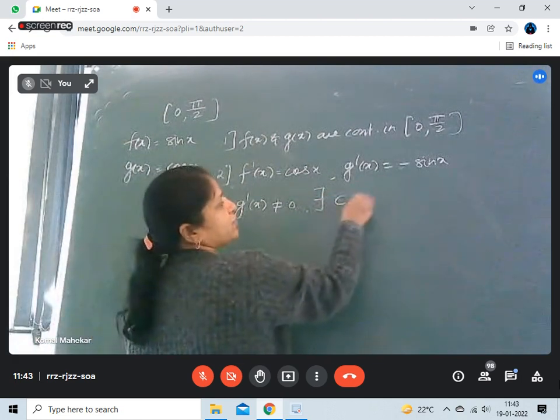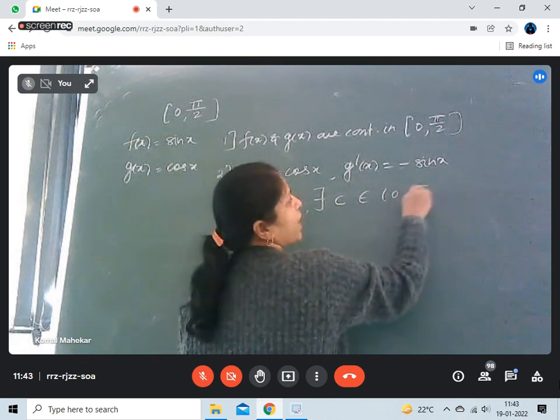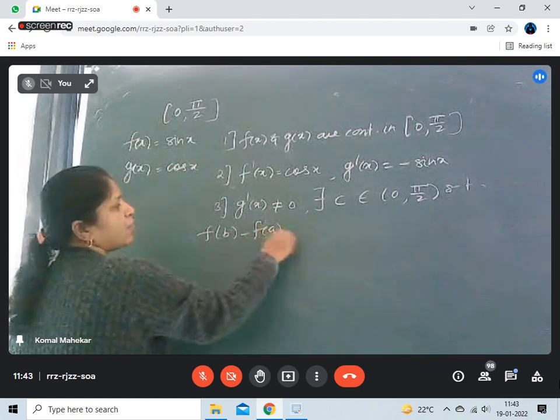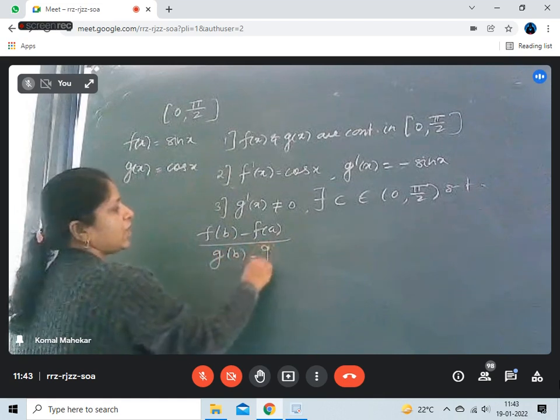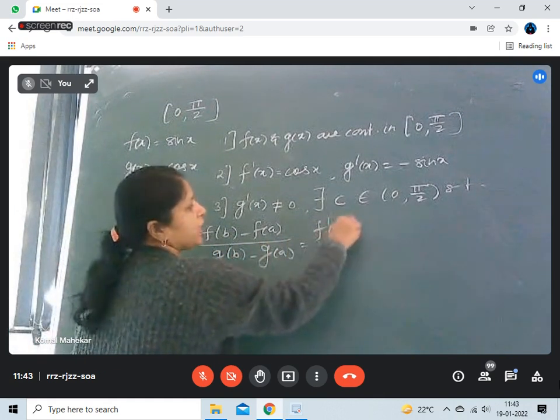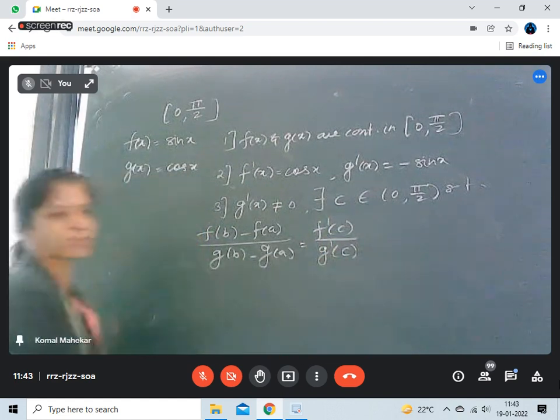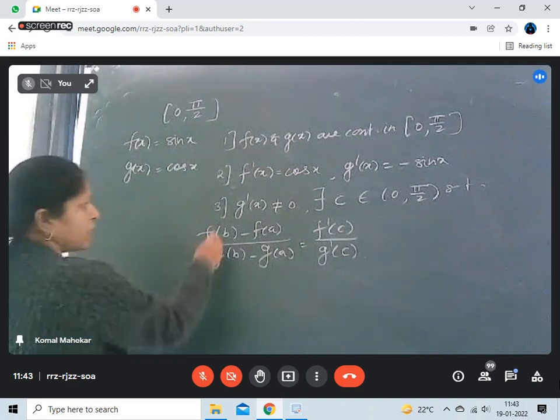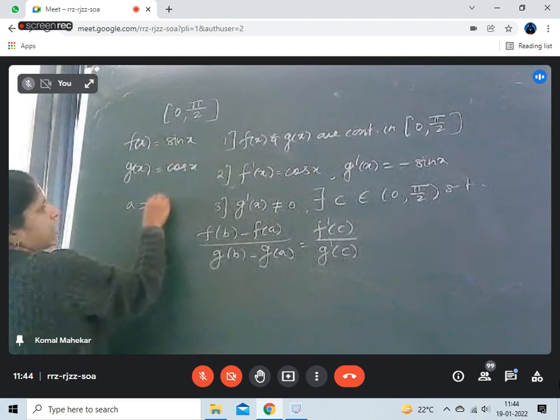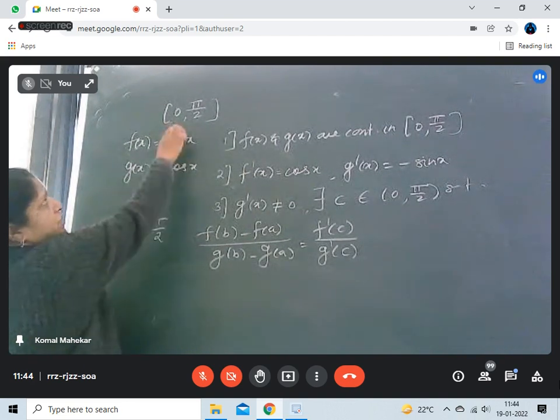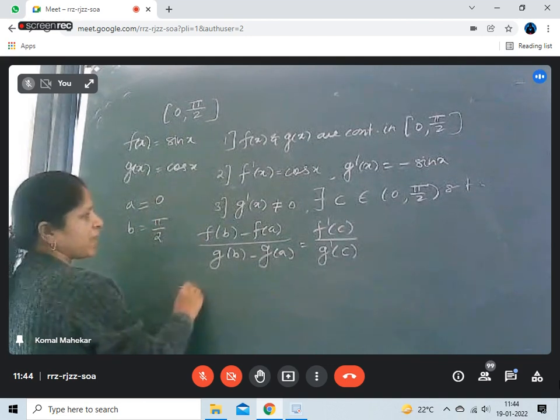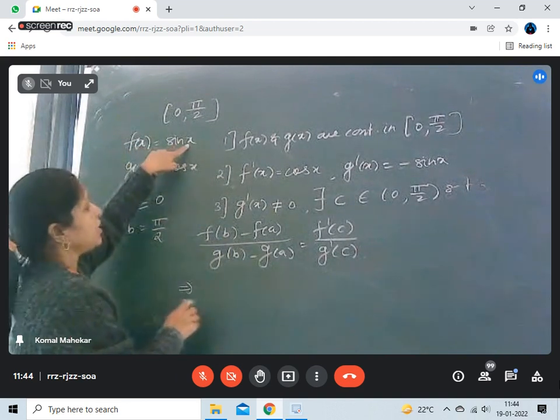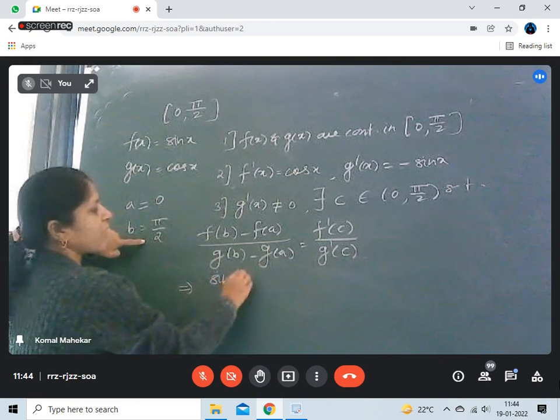Therefore, there exists at least one point c belonging to the open interval 0 to pi by 2 such that (f(b) minus f(a)) upon (g(b) minus g(a)) is equal to f'(c) upon g'(c). We will find all the values. Now put the values of a and b. Here a is 0 and b is equal to pi by 2, the closed interval a to b. So this implies f(b), which is sin b, and b is pi by 2.